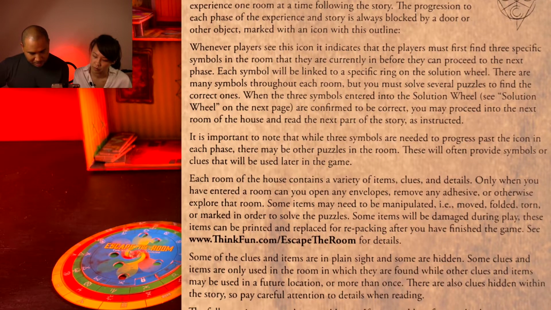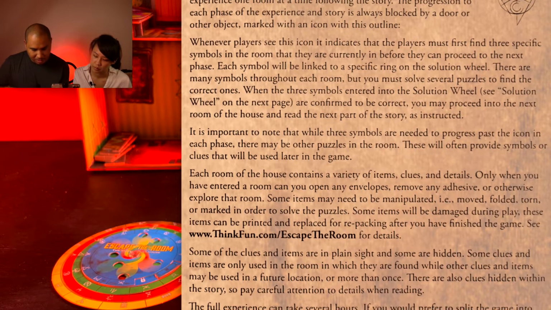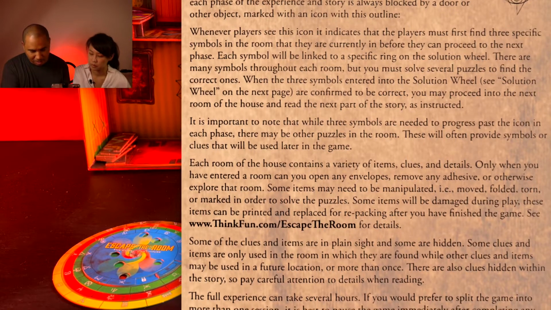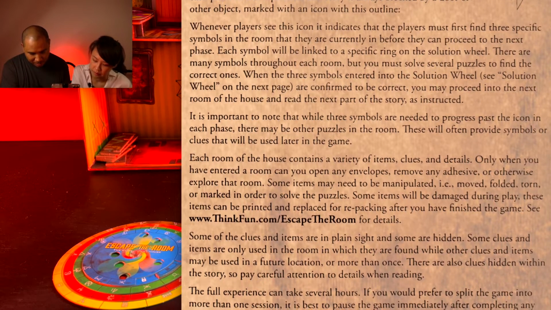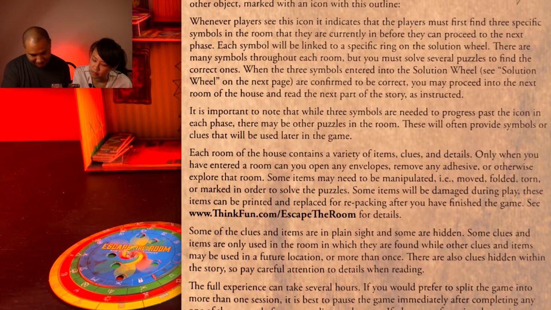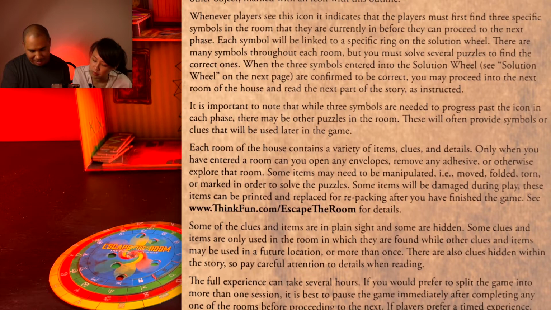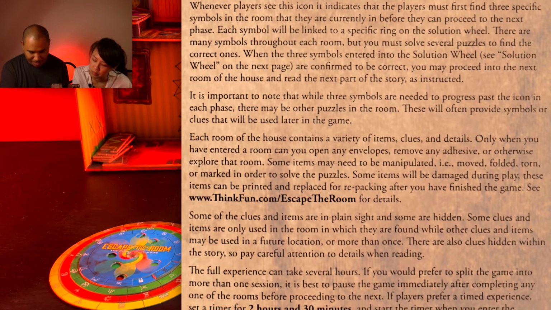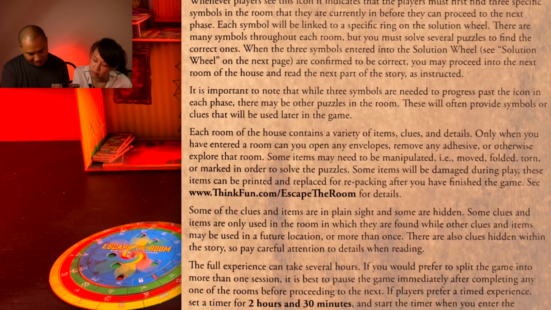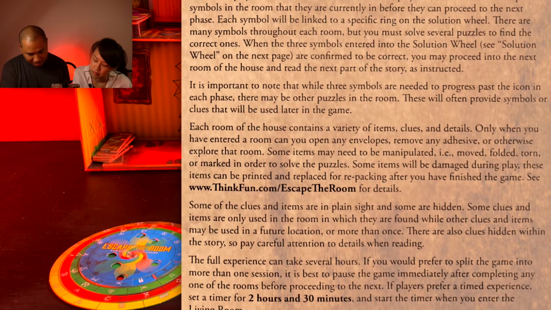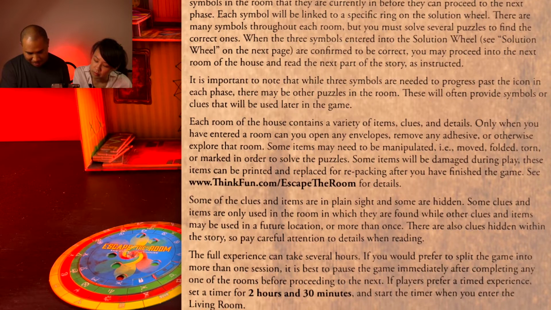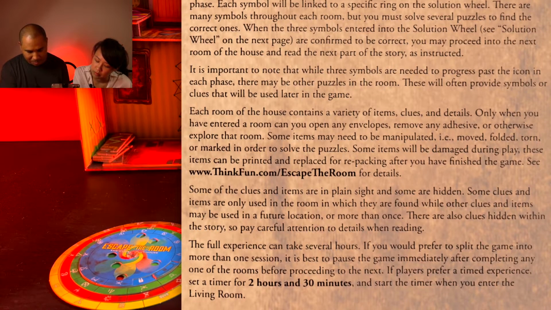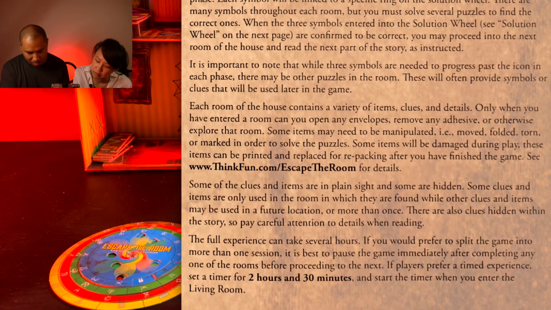Each room of the house contains a variety of items, clues, and details. Only when you have entered a room can you open any envelopes, remove any adhesive, or otherwise explore that room. Some items may need to be manipulated, moved, folded, torn, or marked in order to solve the puzzles. Some items will be damaged during play. These items can be printed or replaced for repacking after you have finished the game. You can go to their website. Some of the clues and items are in plain sight and some are hidden. Some clues and items are only used in the room in which they are found, while other clues and items may be used in a future location, or more than once.